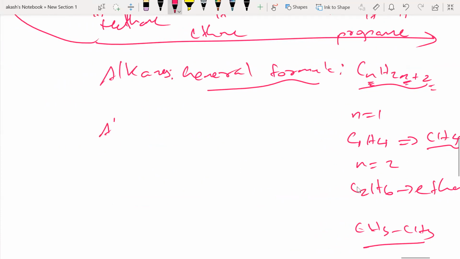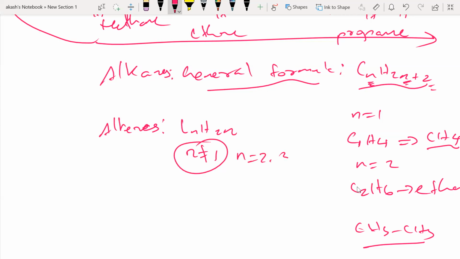For alkenes, the general formula is CnH2n. For now, remember that for alkenes, n cannot be equal to 1. n should start with 2, 3, 4 like this only. Why? Because for alkenes, we need a C double bond C. If I have only one carbon, how can I make a double bond? That doesn't make sense at all. So a minimum of 2 carbon atoms is required to make an alkene. So we can have, say, CH2=CH2.